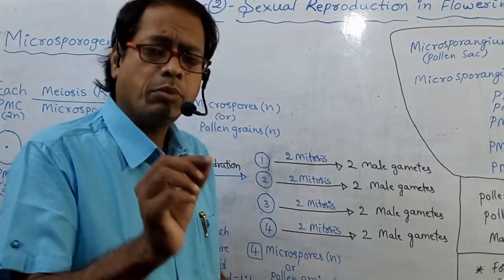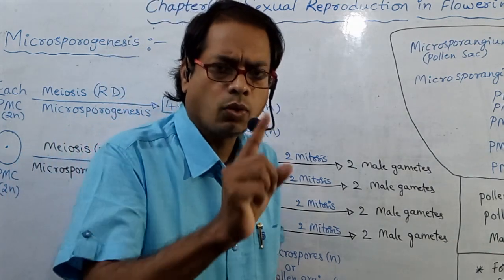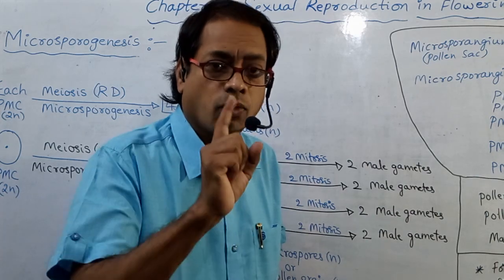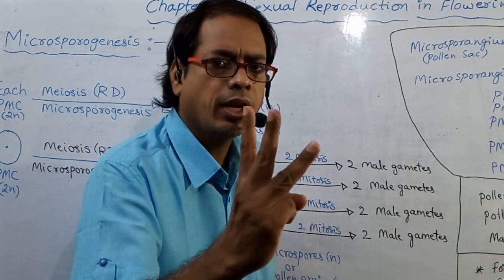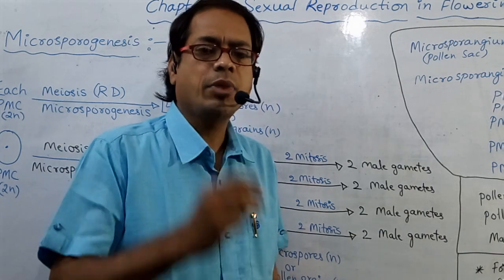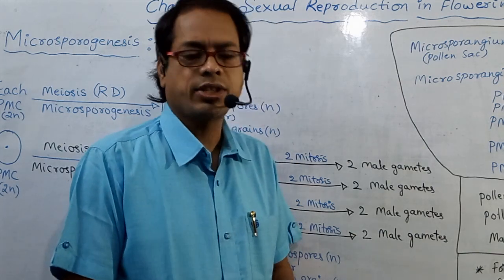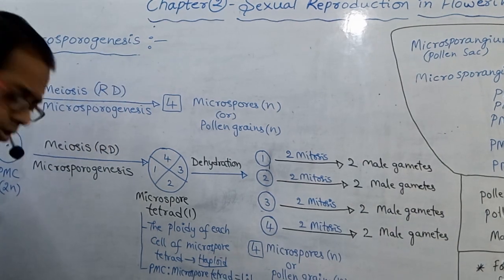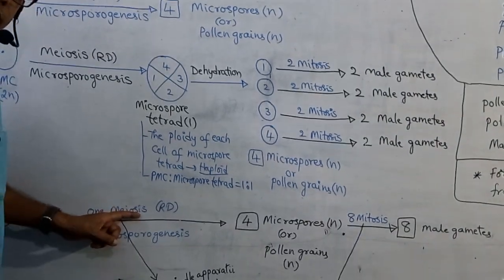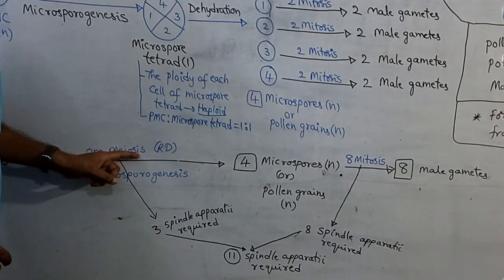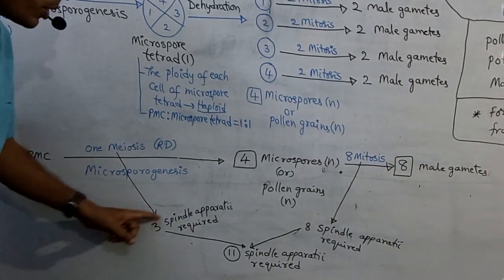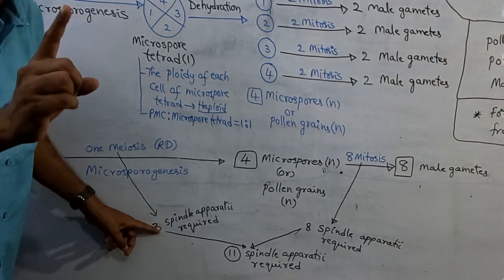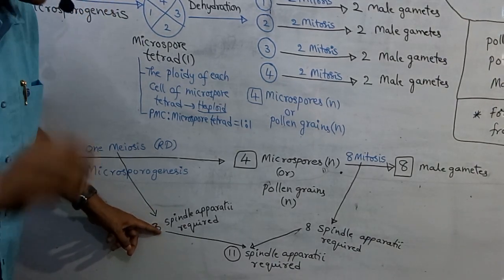And see, number of spindle apparati. For one mitosis, one spindle apparatus is required. For one meiosis, 3 spindle apparati are required. It will come in the cell cycle and cell division topic. See, here it is one meiosis. Here it is one meiosis. How many spindle apparati required? 3 spindle apparati required for one meiosis.